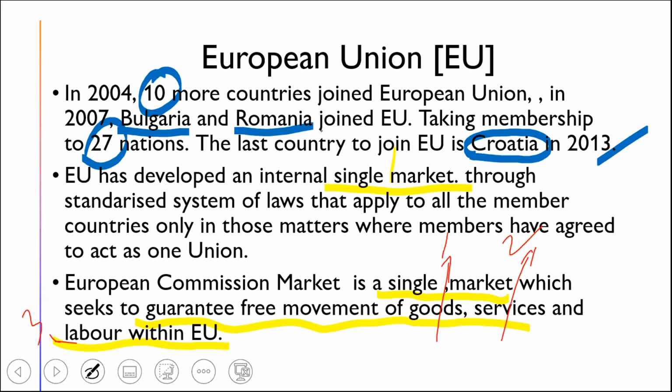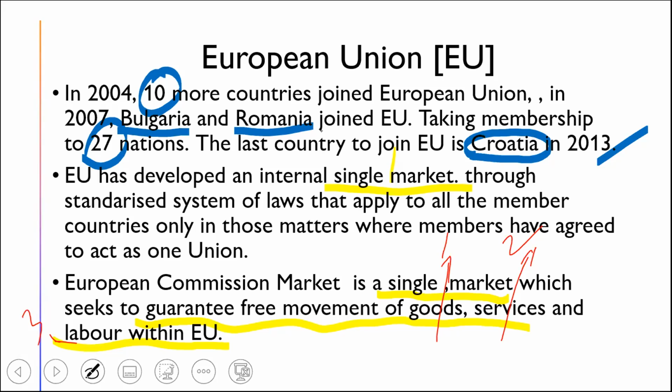Name the last country which has joined the European Union. The name of the country is Croatia. So along with Croatia, 27 plus 1, 28. There are 28 member nations in the European Union. We are quickly winding up.